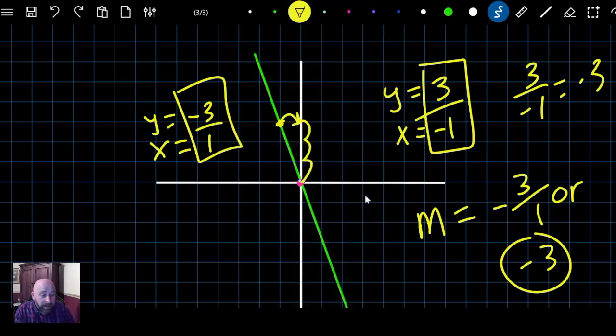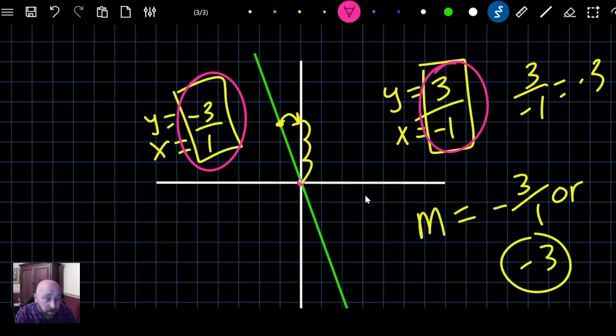So either way that I do that, I still get negative 3. It doesn't matter if you write it like this, negative 3 over 1, or like this, 3 over negative 1, the fact is that you still get negative 3 as your slope. Okay, so you can write your slope either way. In other words, you can put your negative sign on either the numerator or the denominator. It's going to be the same thing.